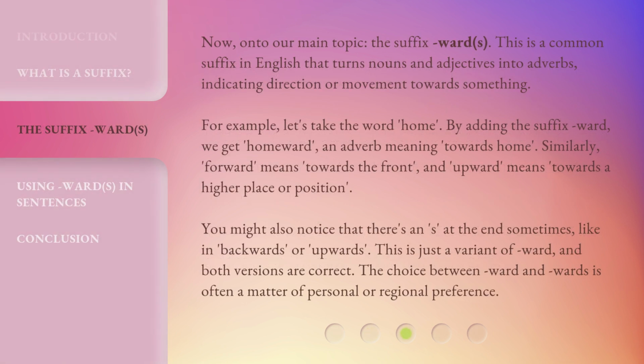Now, onto our main topic, the suffix -ward. This is a common suffix in English that turns nouns and adjectives into adverbs, indicating direction or movement towards something. For example, let's take the word home. By adding the suffix -ward, we get homeward, an adverb meaning towards home. Similarly, forward means towards the front, and upward means towards a higher place or position.